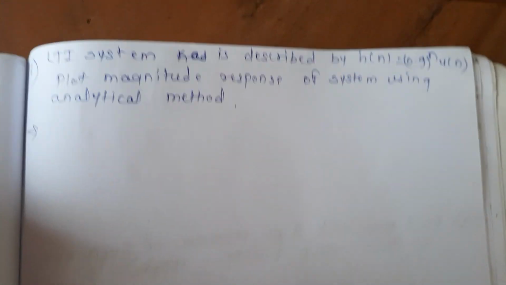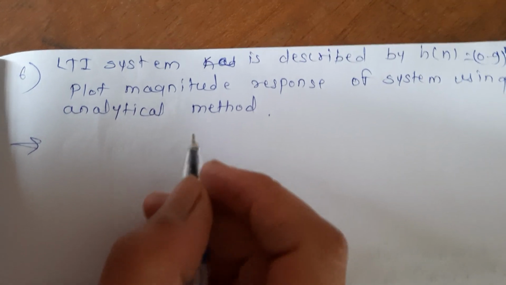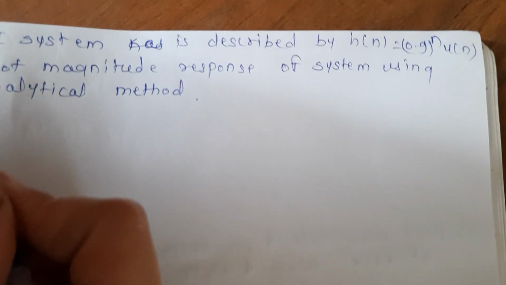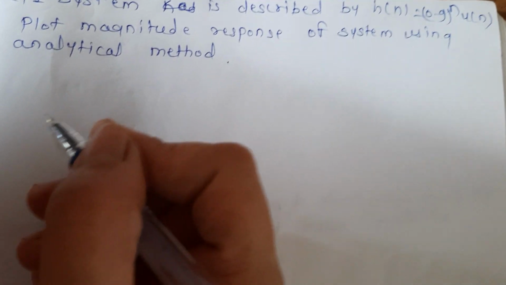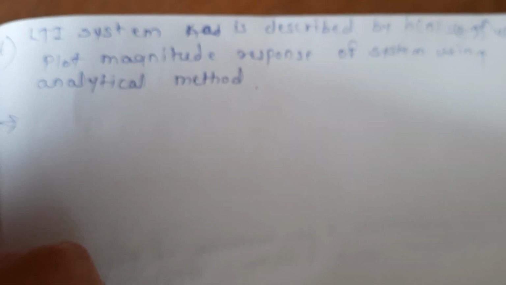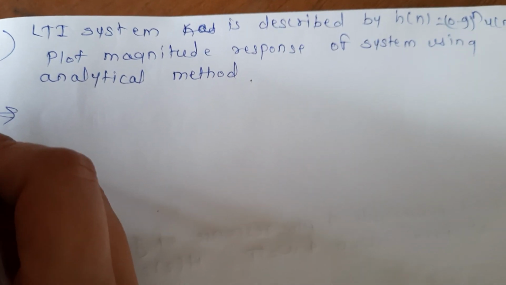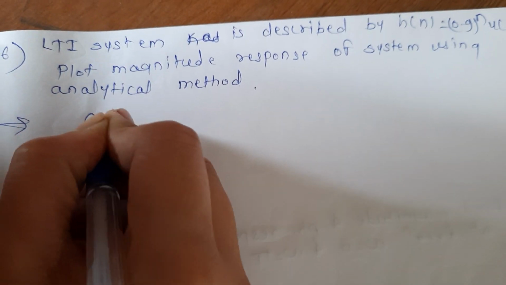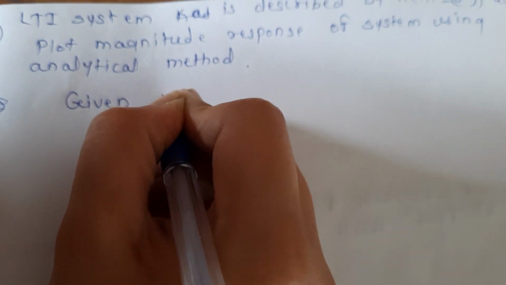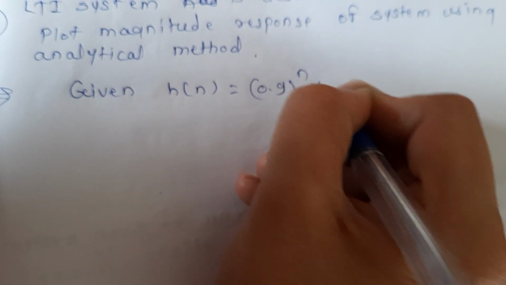Now next problem. An LTI system is described by h of n is equal to 0.9 raised to n u of n. Then plot the magnitude response of the system using the analytical method. So we write here, given h of n is equal to 0.9 raised to n u of n.